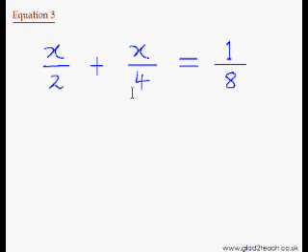So now do this one. And once again, as you can see, there are denominators to take care of. Start. Multiplying both sides of this equation by 8, we would get 4x plus 2x, that is 6x, equal to 1. So x equal to 1 by 6. Question solved. See, so easily.